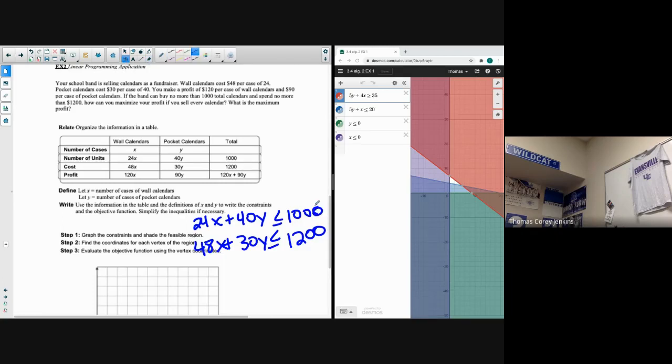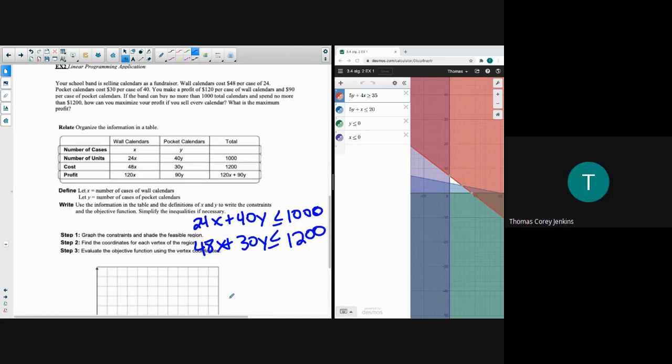And then you want to limit it to the first quadrant. Any real world problem, usually that's going to be the case. So we also have x greater than or equal to 0 and y greater than or equal to 0. So that's the extra step in the word problem, is you have to come up with the system of inequalities that represents the constraints. All right, so once you've done that, it's just the exact same kind of problem.